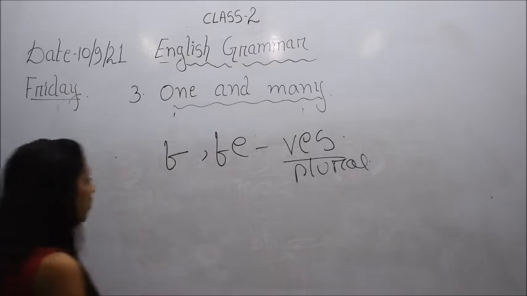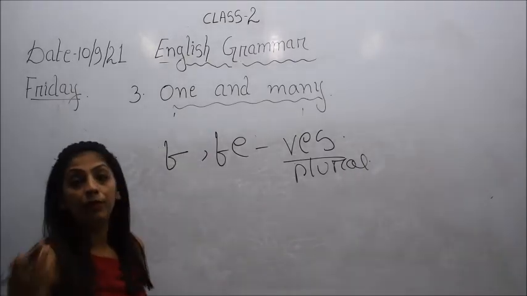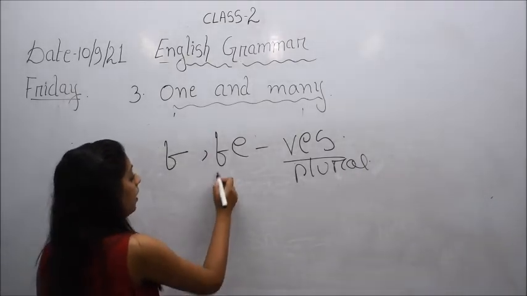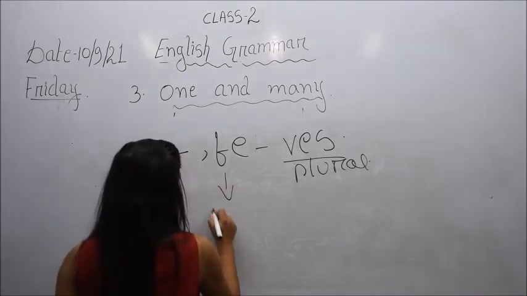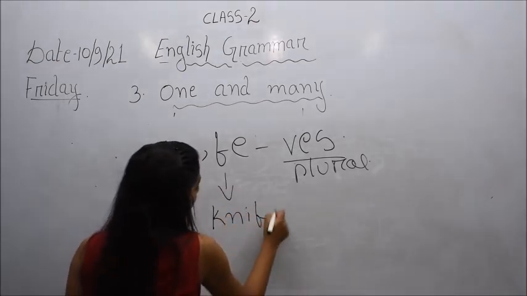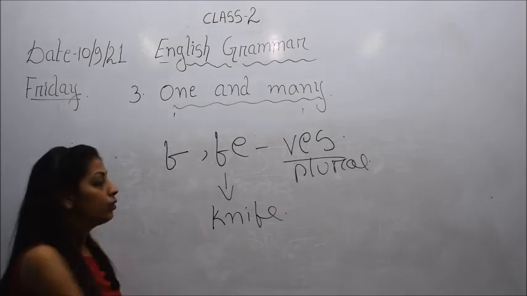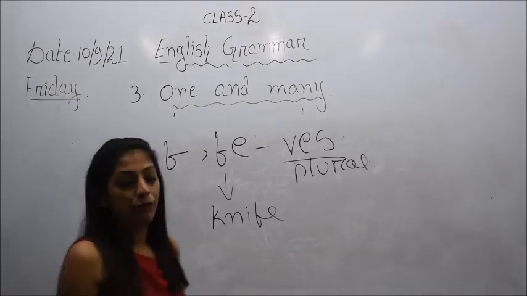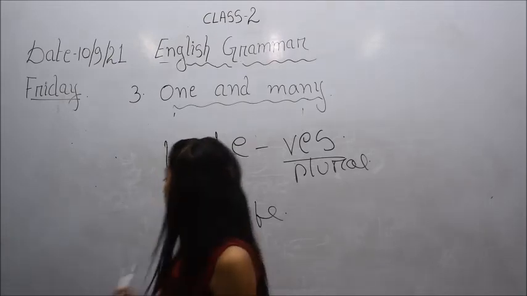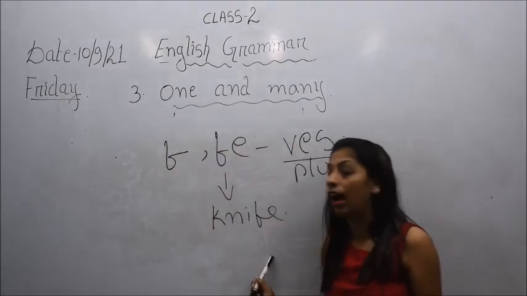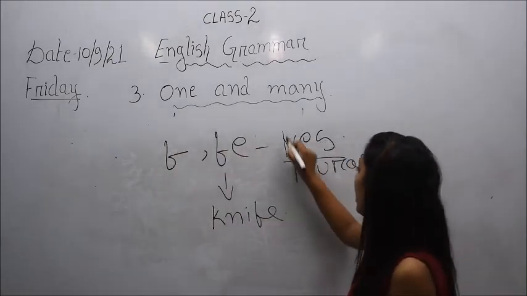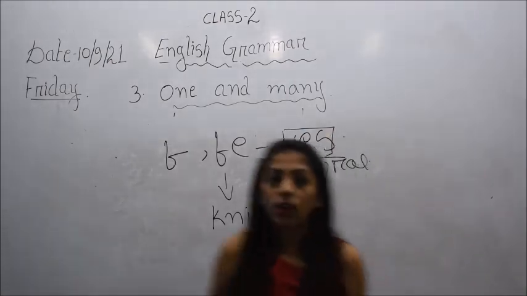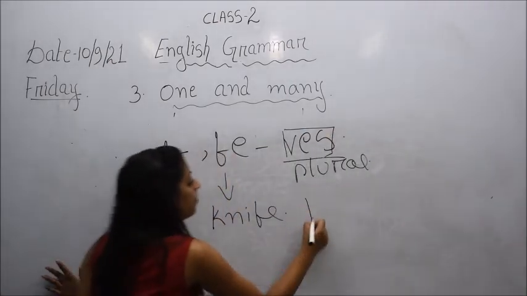Plural. For example, any word which ends with FE, knife. So this is a word which is ending with FE. Now if you are asked to make the plural of this word knife, how will you? You will have to add VES. So what will it become?